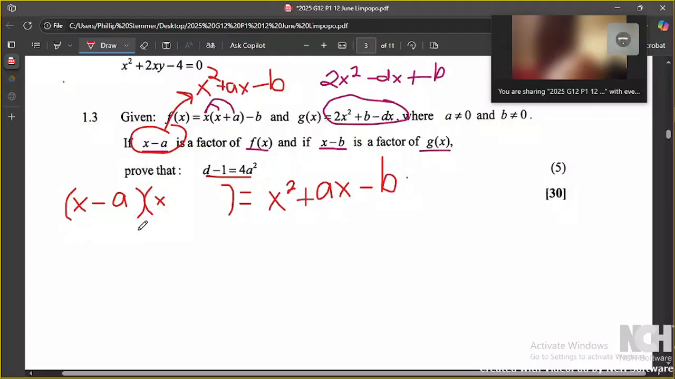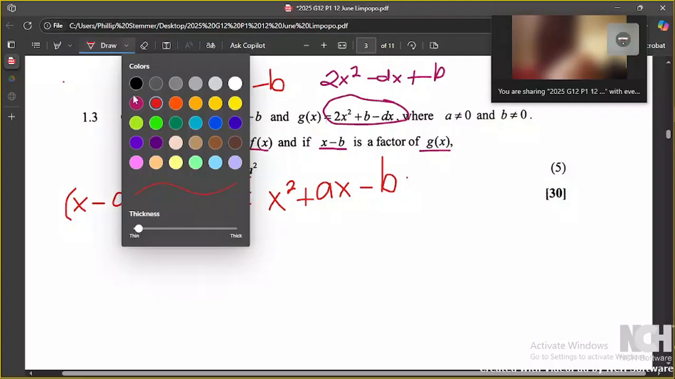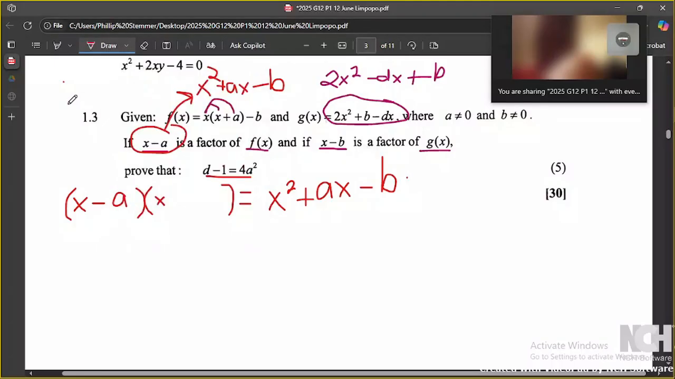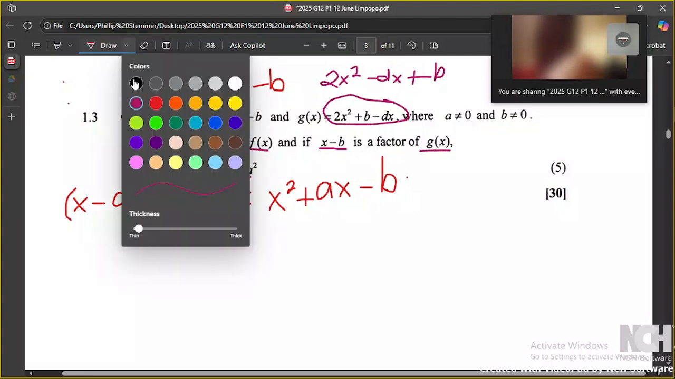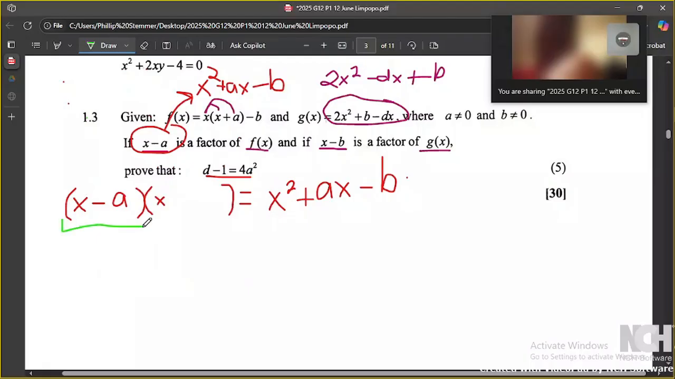If something is a factor, we take it and continue, equating to the same thing. Remember, it is a quadratic function, so the factor x minus a, and this time the other factor is x plus b.